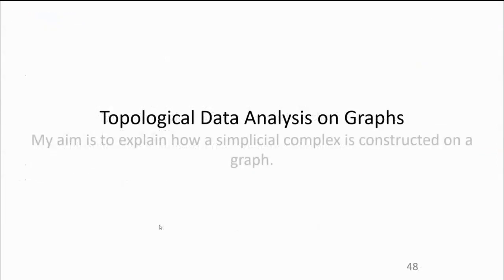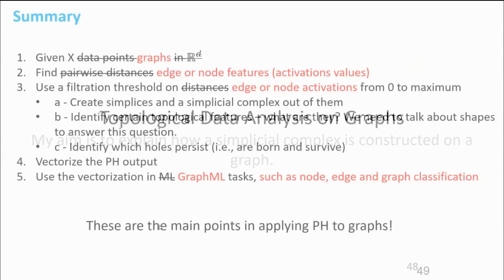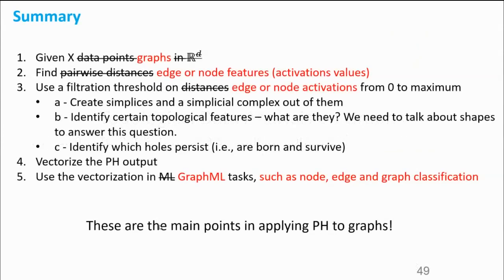Now, how do we do topological data analysis on graphs? In this section, my aim is to explain how we can construct a simplicial complex on a graph. Here is the summary of pH again, but this time I have made changes to apply persistent homology to graphs. So instead of X data points, we are given X graphs. And in graphs, we don't talk about D dimensions, for example, because graphs have no dimensions, let's say. Then we find edge or node features instead of pairwise distances.